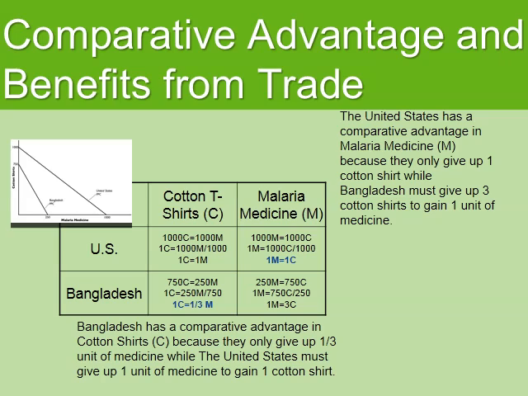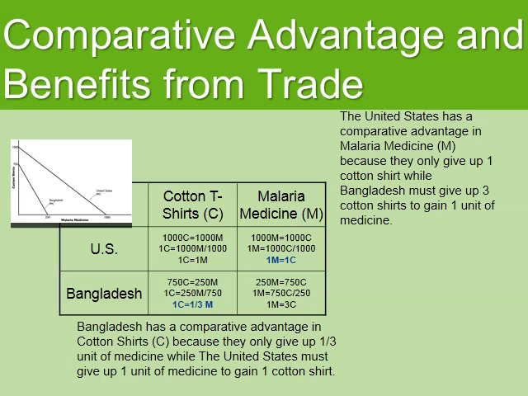If we look at malaria medication, the U.S. will give up 1 t-shirt for each unit produced, where Bangladesh will give up 3 t-shirts for each unit produced. So the United States has a comparative advantage in malaria medicine because they only give up 1 t-shirt, while Bangladesh must give up 3 t-shirts.